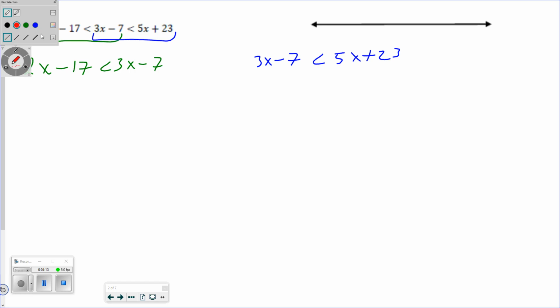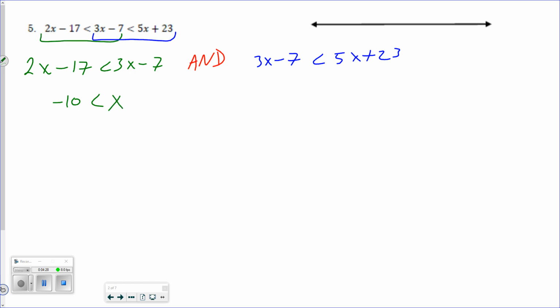And it is an "and," so I'm going to write that in the middle so I don't forget. And solve each one individually. For the green part, I can add the 7 over to get negative 10. Subtract the 2x over to get x. I'm just adding like terms and making sure the x stays positive. Just makes my life a little easier.